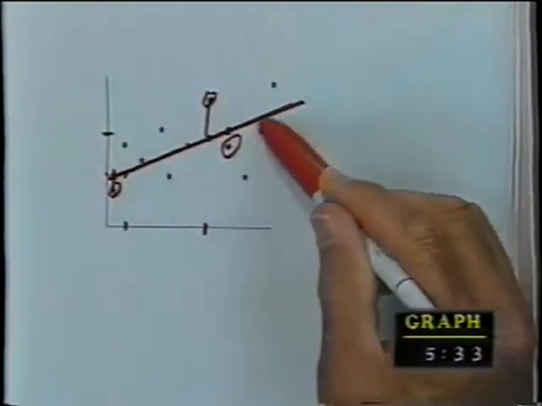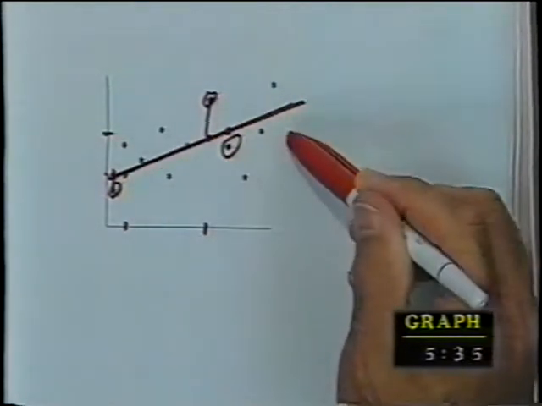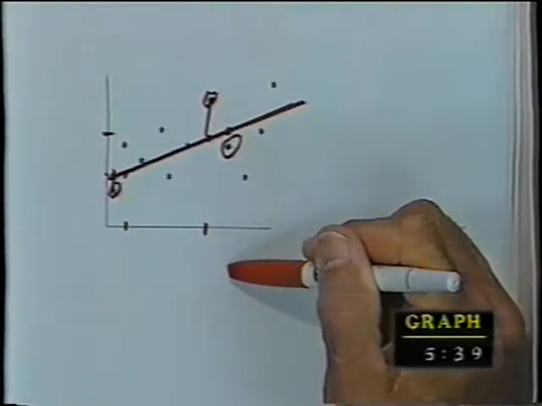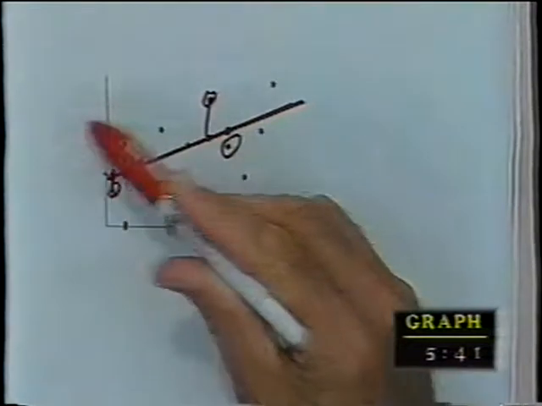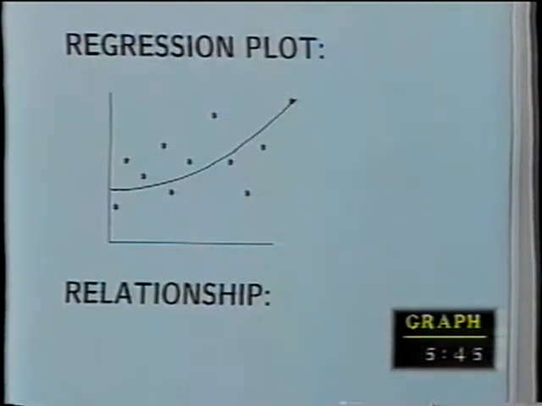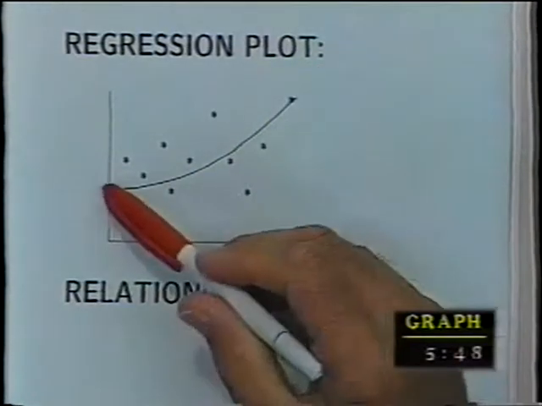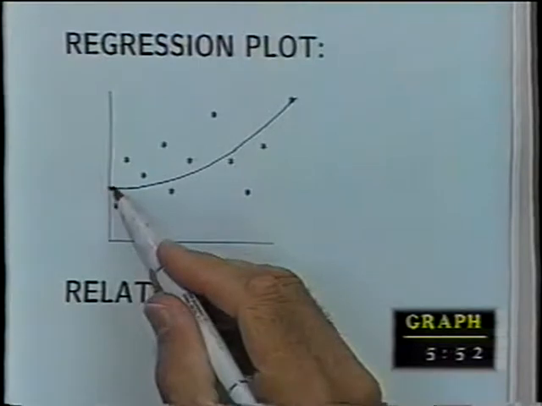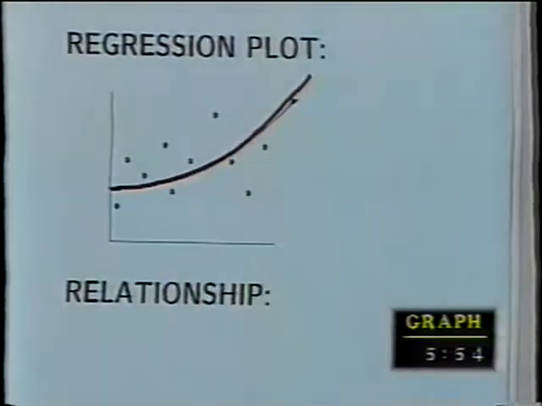So when you see a line drawn on a scatter diagram, that does mean something. It means that's the proposed relationship between the x variable and the y variable. And generally we call that a regression plot. It doesn't really have to be a straight line. In this case, you can see it's a curved line. There's a curved relationship between x and y.